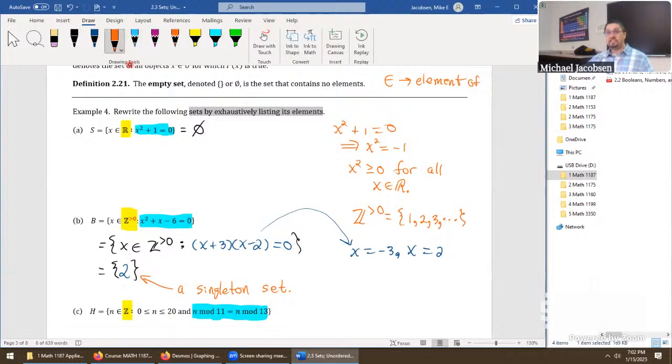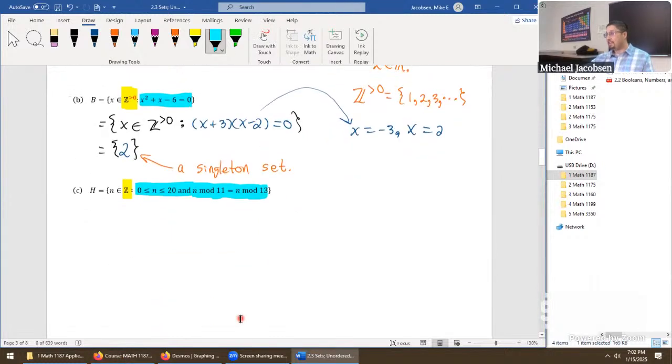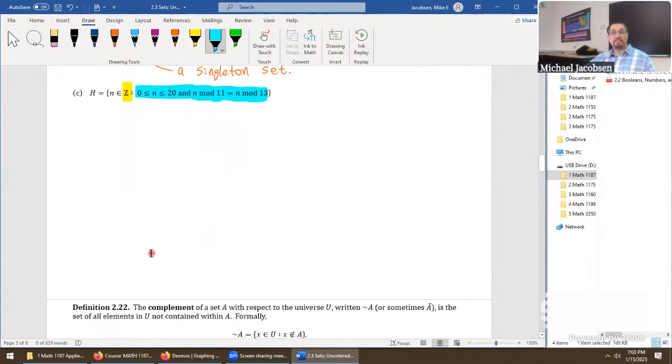But notice there are 2 conditions here. There's an "and" inside, then we also have a restriction that the integers n only go from 0 to 20. Both conditions have to hold simultaneously. So here's one way to build out this set.